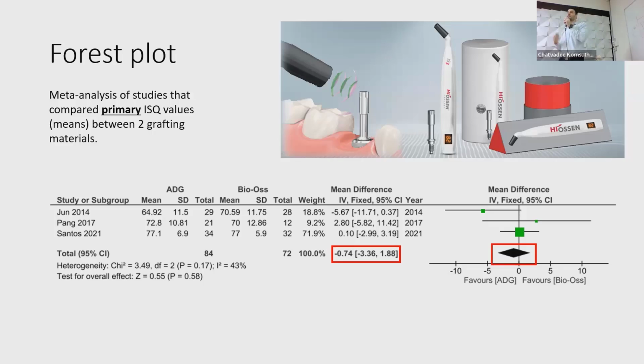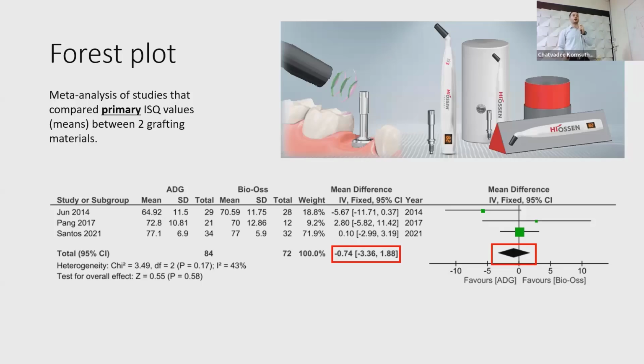Do you understand? So this is why we do meta-analysis, just to confirm: is this new material good? Is it bad? Or is this new drug good or bad? Something like that. But I want more conclusive evidence. I don't want to look at one study. I want to combine all studies together. And by combining those 3 studies, I got that this ADG is as good as BioOS because it gives similar implant stability. There is no significant difference between those 2 grafts.